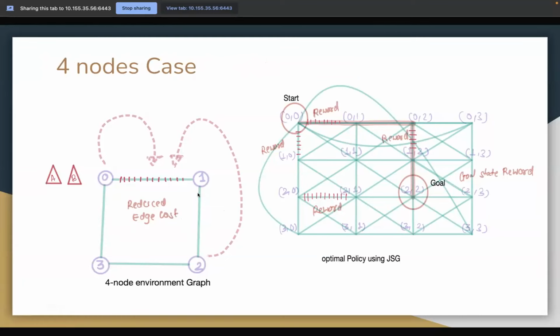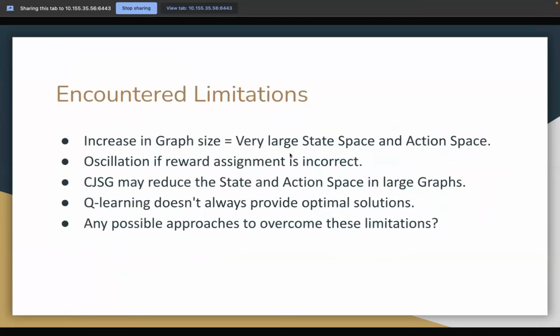Although it seems a very simple environment graph, when we convert it to a joint state graph, you can see it becomes relatively complex. When the goal is 2 and the start position is 0, the easier path could be this, because this has more cost. For the sake of time, we'll probably move on.